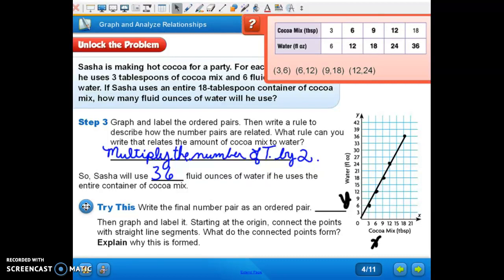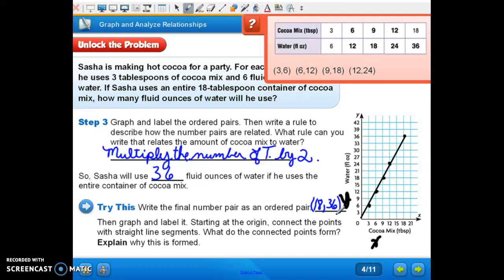It says, try this. Write the final number pair as an ordered pair. So what was our ordered pair? Right here, 18 and 36. Then graph and label it, starting at the origin. Connect the points with straight line segments. What do the connected points form? So the connected points form a line.